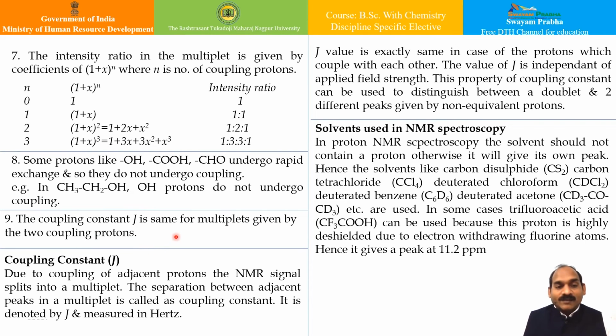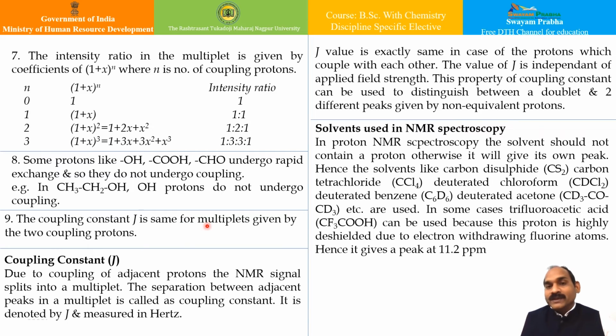Now, what is this coupling constant? Due to coupling of adjacent protons, the NMR signal splits into multiplets, and the separation between adjacent peaks in a multiplet is called the coupling constant. It is denoted by J, and it is measured in Hertz. This J value is exactly the same in the case of protons which couple with each other, and the value of J is independent of the applied field strength.